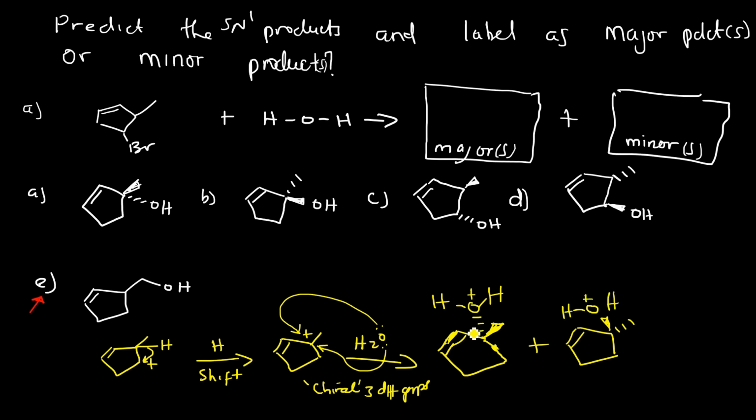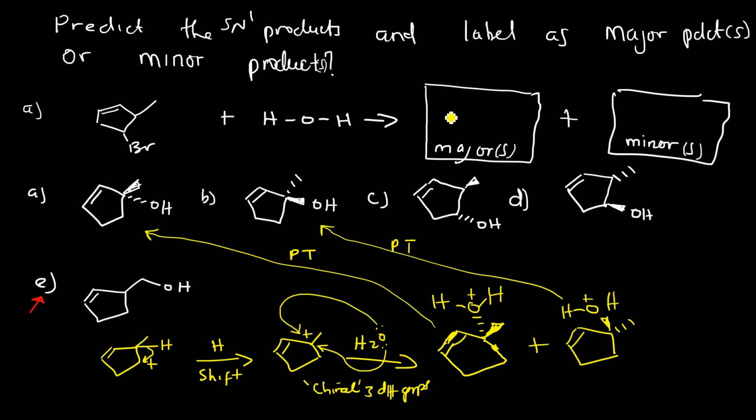So now this, after proton transfer, you'll get that. After proton transfer, you'll get that. So here, major products A and B. And of course, those two are enantiomers. So now someone tell me the minor product.